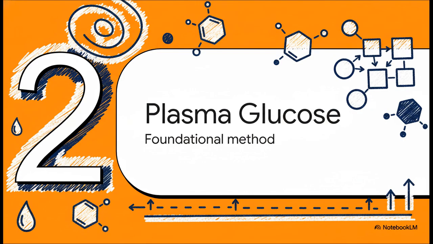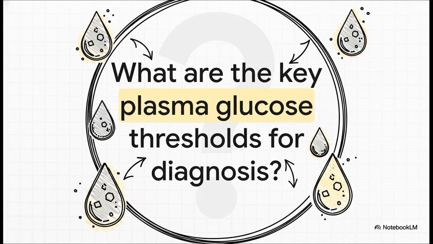Okay, so we know the pathways, now let's talk numbers. This brings us to section 2, which covers the foundational method for diagnosis, the plasma glucose criteria. These are the classic thresholds that we all just need to have locked in. So let's really focus in here. What are those key plasma glucose numbers that we need at our fingertips?